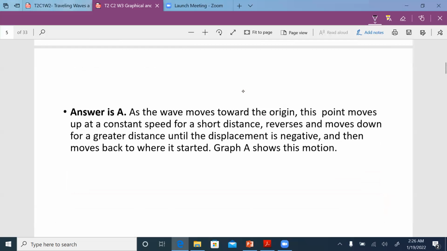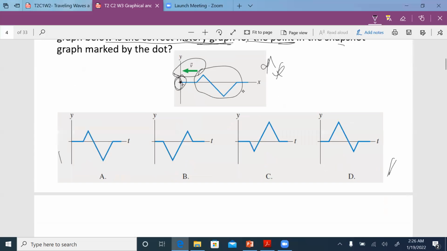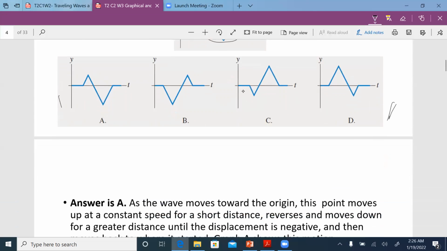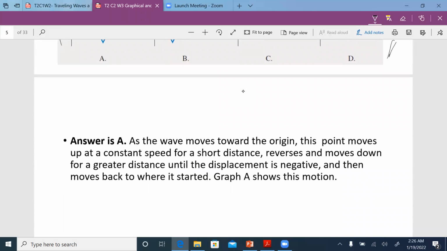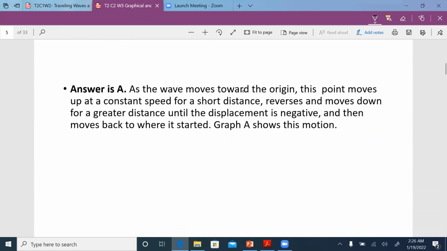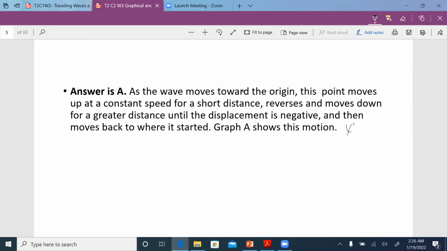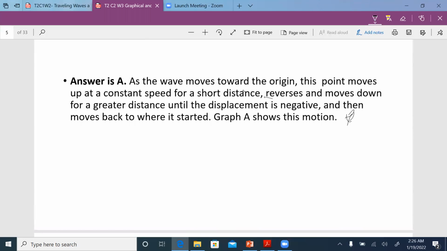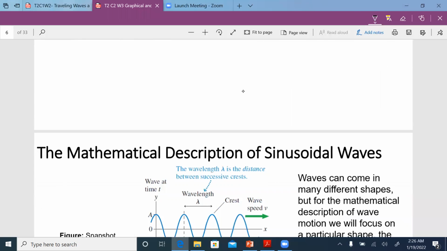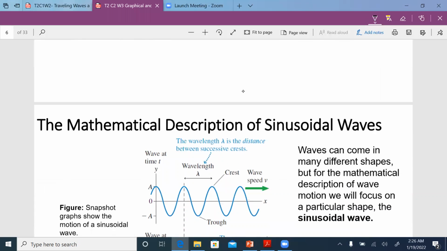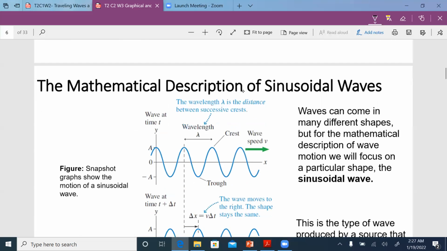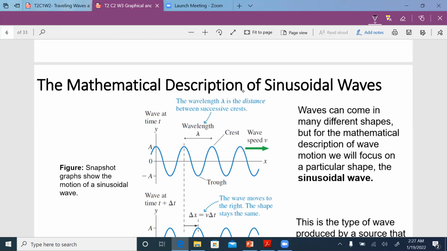All right, so let's see. The answer is A. The shape remained. The dot is not on the shape, so we didn't have to flip anything. That's the major reason why we didn't have to flip. You can also check more details as to why it was not reversed in the construction example. All right, so that is that about representing wave graphically using snapshots and history graph. We'll progress to the mathematical description of sinusoidal wave.